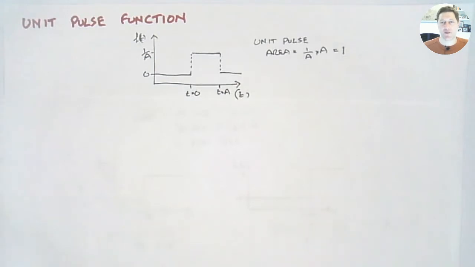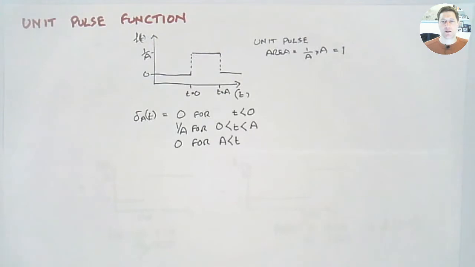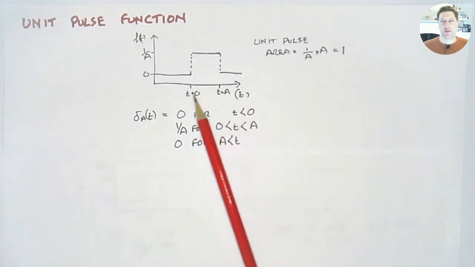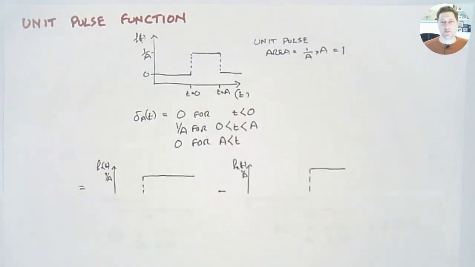So again, this is going to represent common occurrences on a plant where something happens for a period of time and it stops happening. And again, we've got discontinuities at t equals 0 and a, so we need to recognise that as we write the function. So the unit pulse is commonly written as delta a of t. It equals 0 when t is less than 0, 1 over a when t is between 0 and a, and then it goes back to 0 when t is above a. Again, on the boundaries, t equals 0, t equals a, it's undefined.